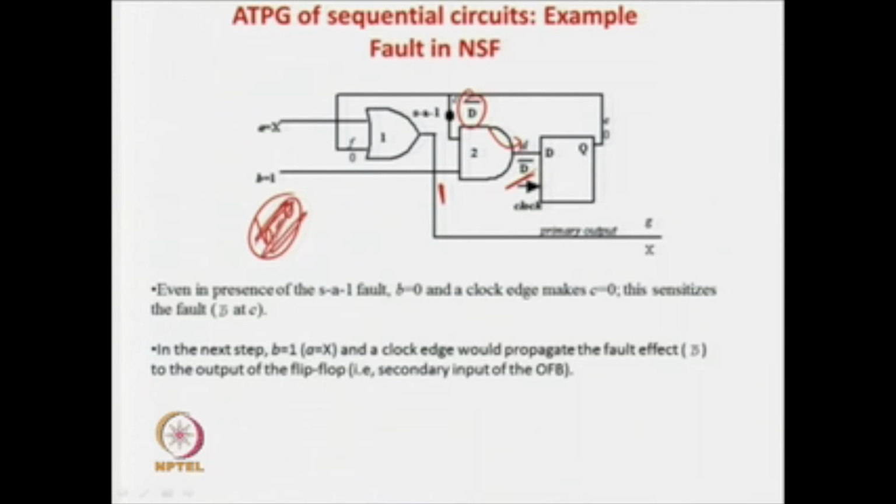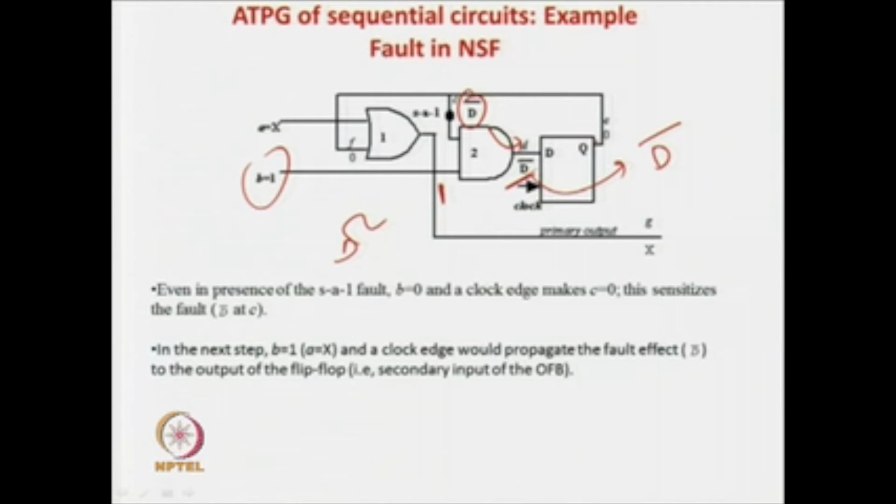So, in the next stage, you forget about x, make b equal to 1, and so it will be a 1. This D bar will be floated over here, and then you give a clock pulse. Once you give a clock pulse over there, D prime will appear at the output.